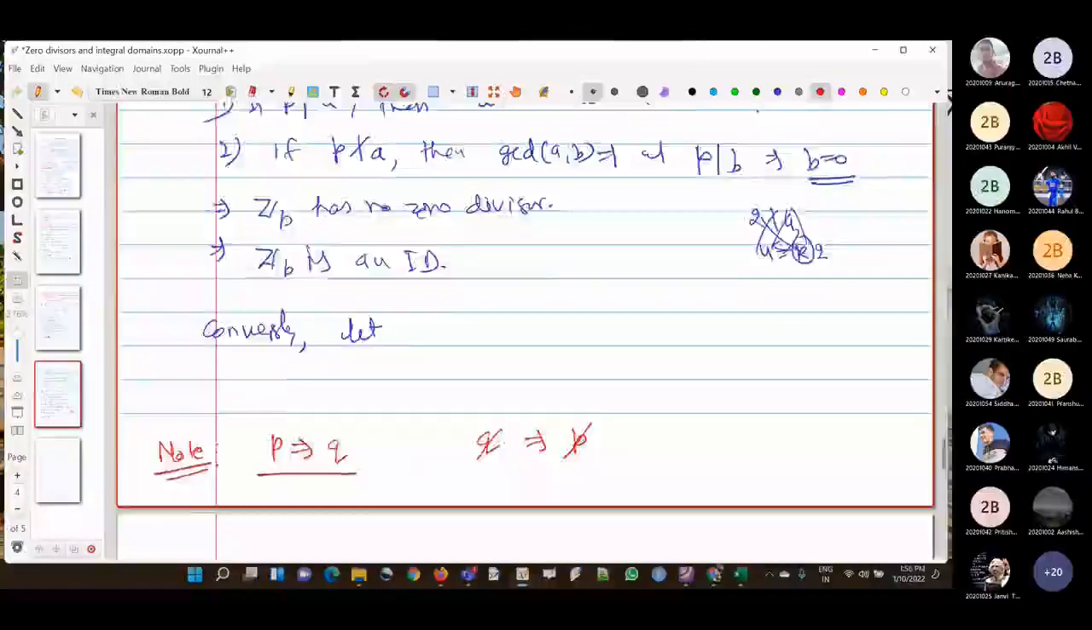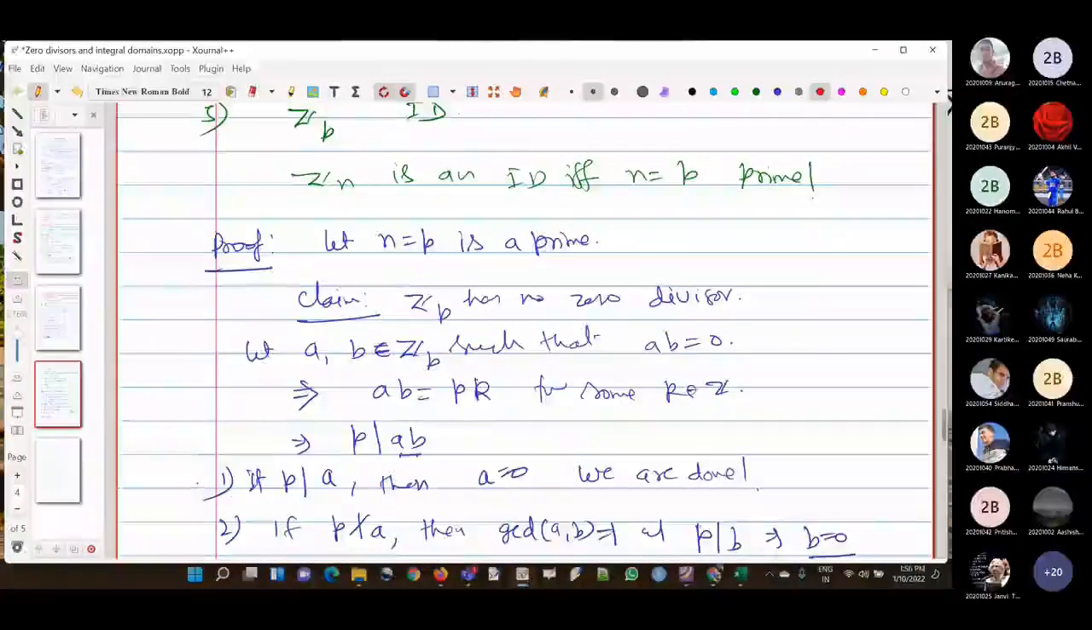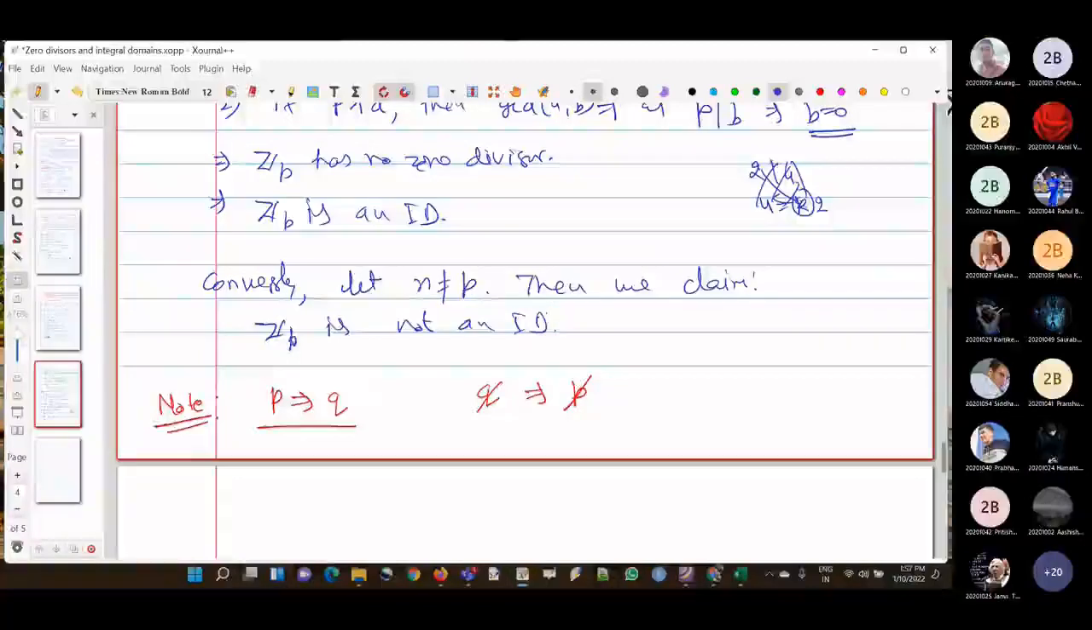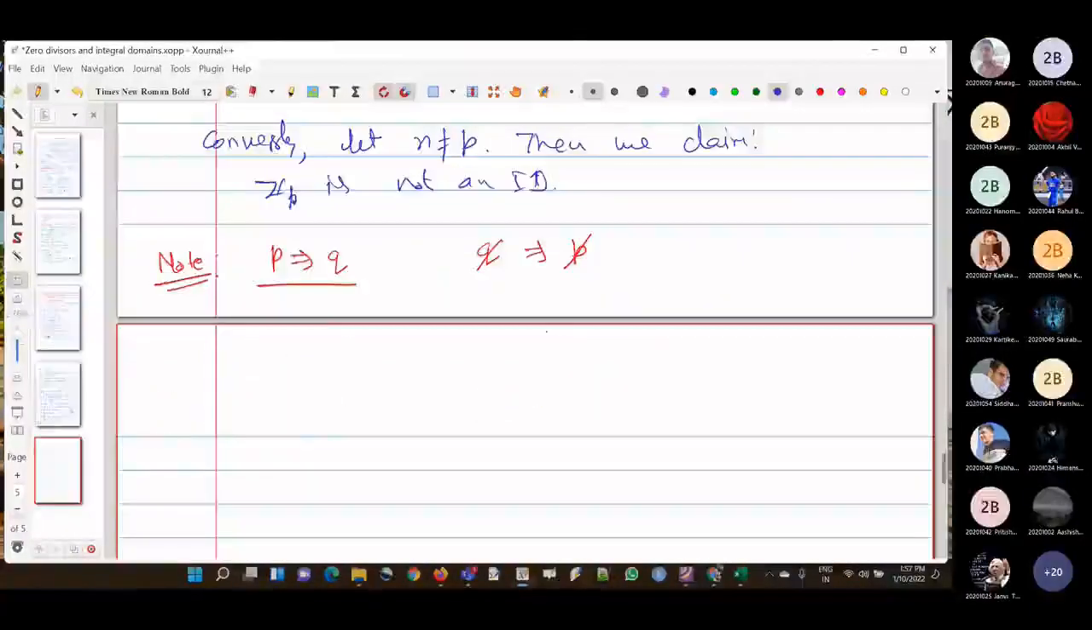So what we need to prove? We need to prove that n equals p. Okay. So what we will do is assume that n is not equal to p, and then we prove that Z_n is not an integral domain. Okay. So let us assume that n is not equal to p. Then we claim that Z_n is not an integral domain.